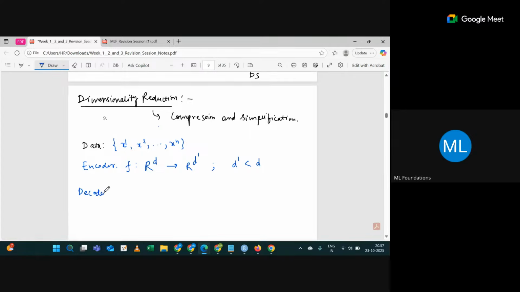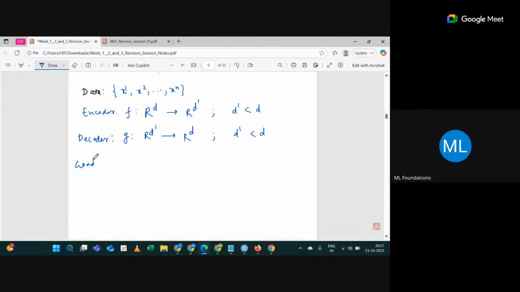And what is the task of the decoder? It maps R^d' back to R^d, where again d' is less than d, right? So basically, what is our goal? This is the encoder, right? Yes, sir. And then if we decode, if you apply g of f of xi, this should be approximately equal to xi or not? Yes, sir. We are trying not to lose too much information, to recover the maximum of the original data.